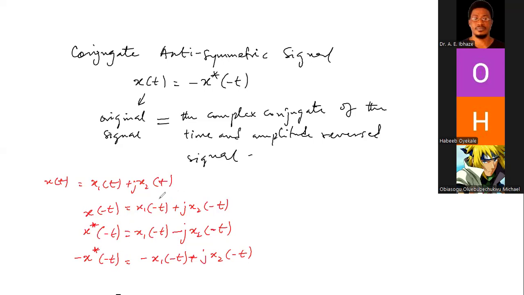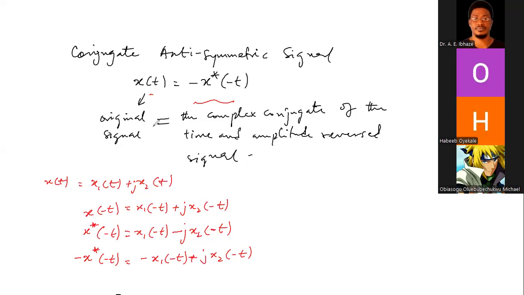So once we perform all of these operations, so we are taking the complex conjugate of the signal, then we perform time and amplitude reversal. Now, if we get this to be equal to this, then we say that the signal is conjugate symmetric.